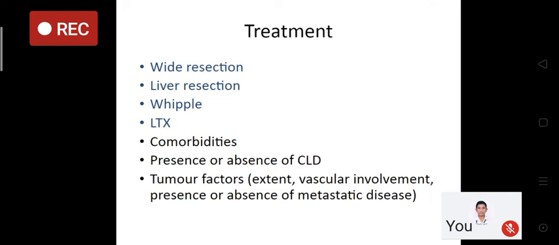associated liver disease, like a patient having chronic alcoholic liver disease with intrahepatic multifocal malignancy may be a candidate for transplantation, not for resection. Then some tumor factors like extent of the tumor, then vascular involvement, and then presence or absence of metastatic disease. All these are to be considered before planning the treatment.